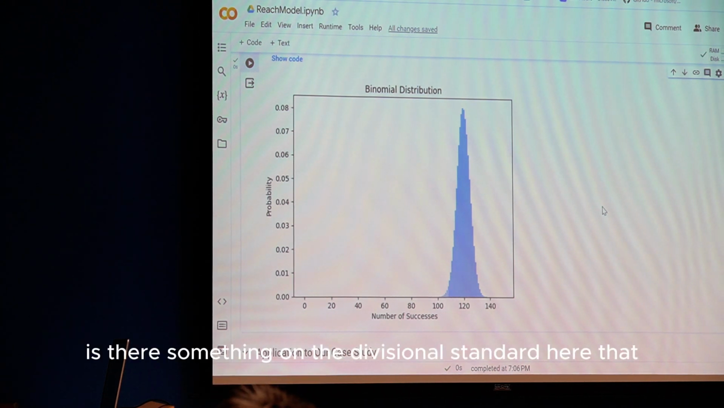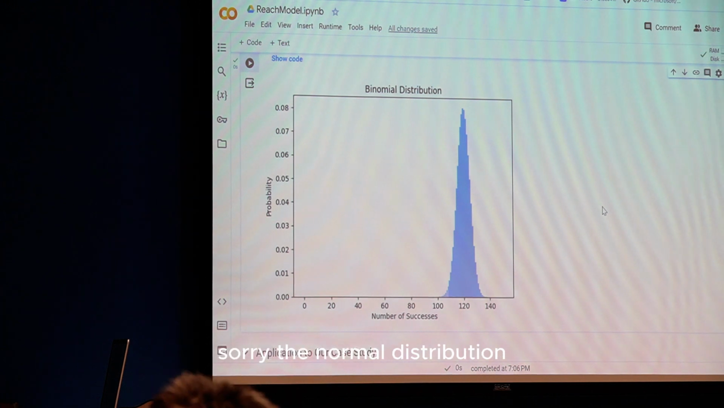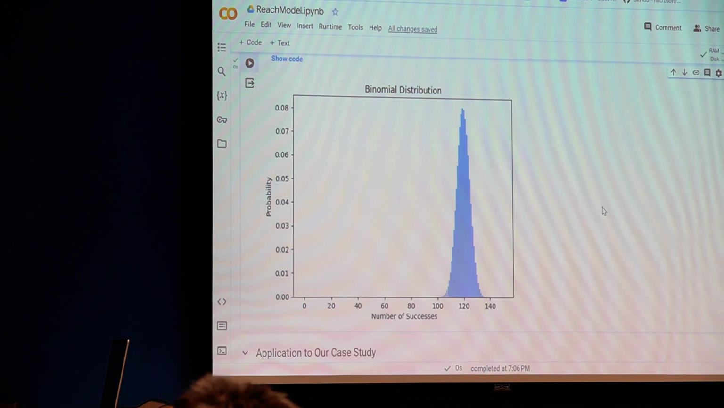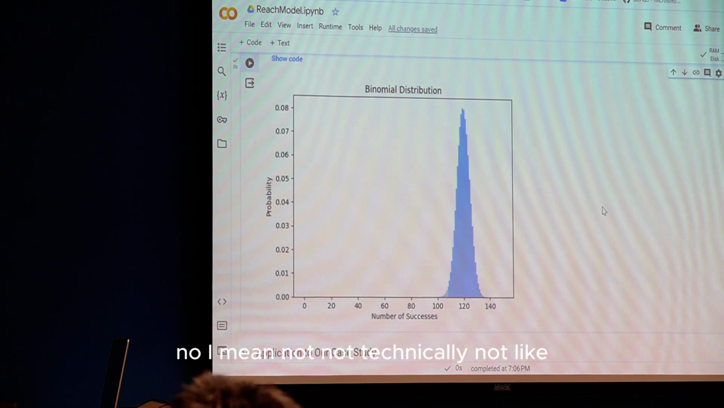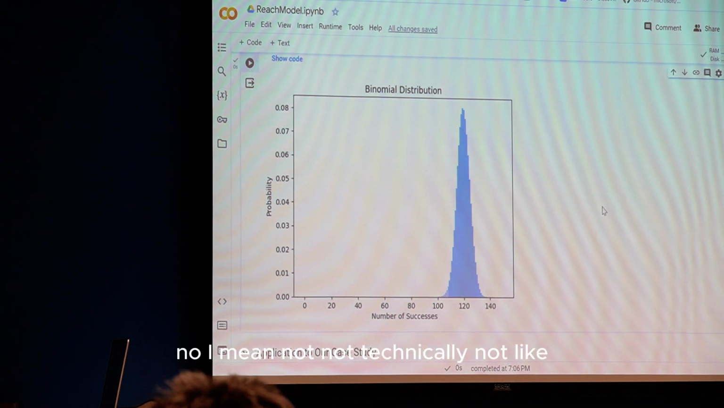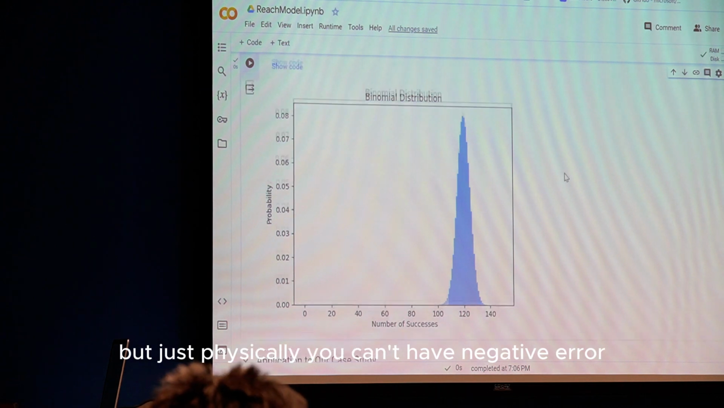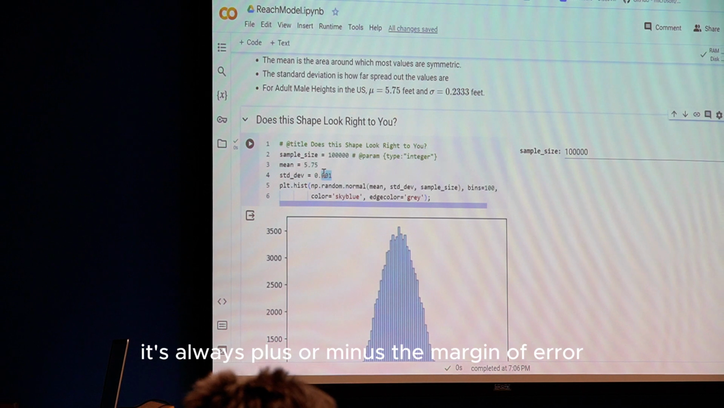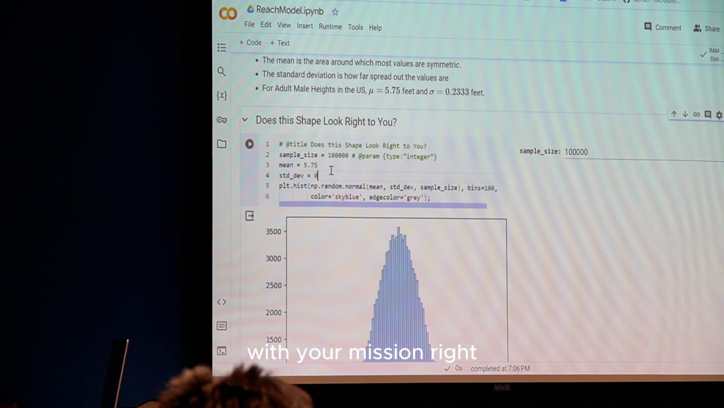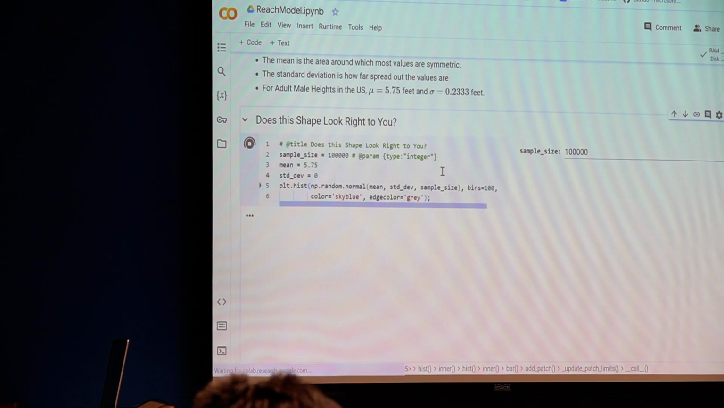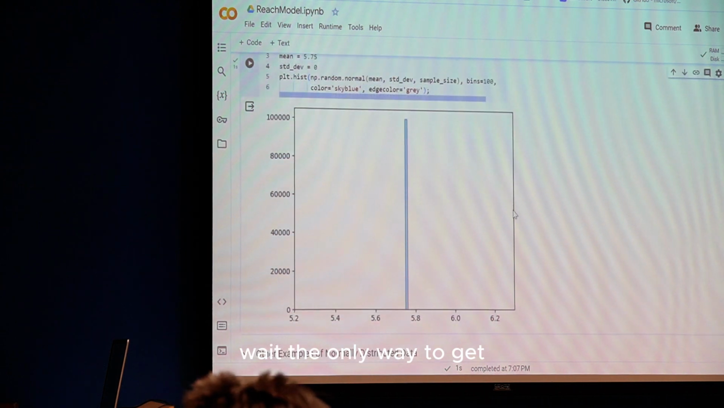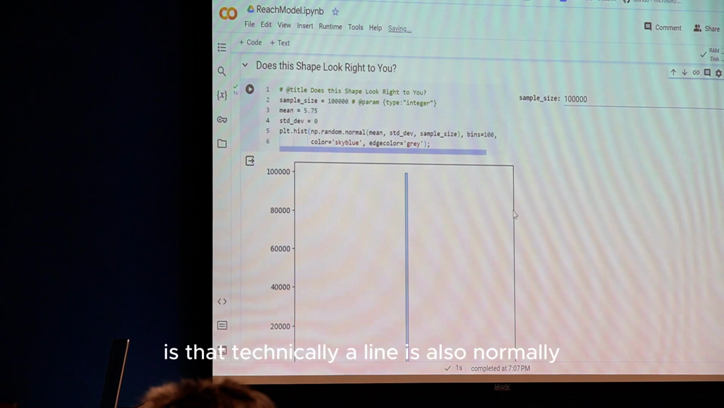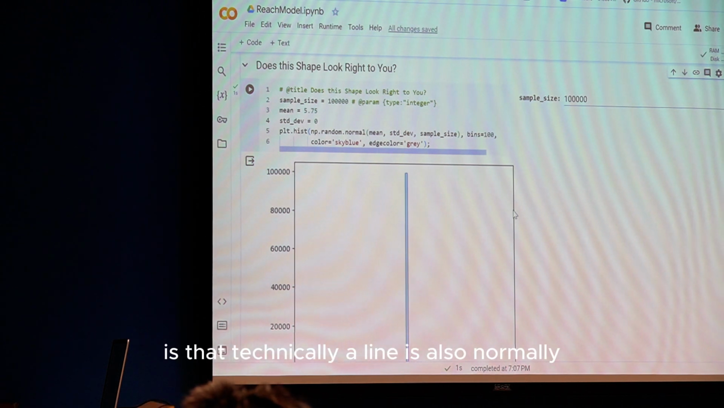Is there something in the definition of standard deviation or the normal distribution saying that the standard deviation cannot be 0? I don't think so. No, not technically. But physically, you can't have negative error. It's always plus or minus some margin of error when you're measuring something, right? And the only way to get a standard deviation of 0 is if there's no error.